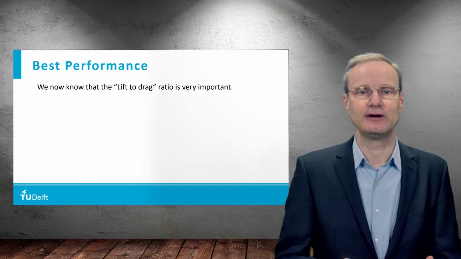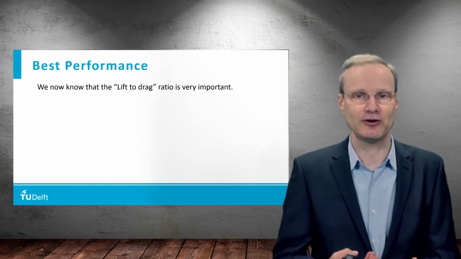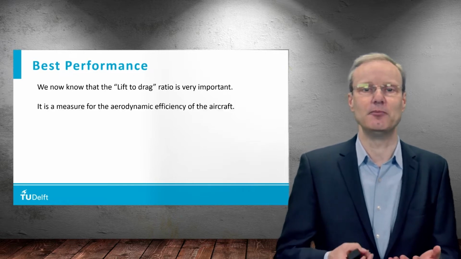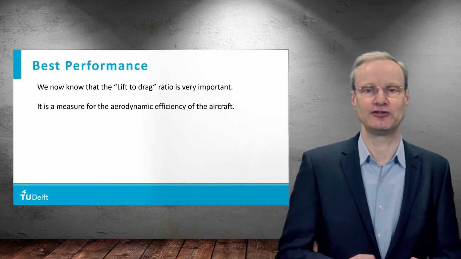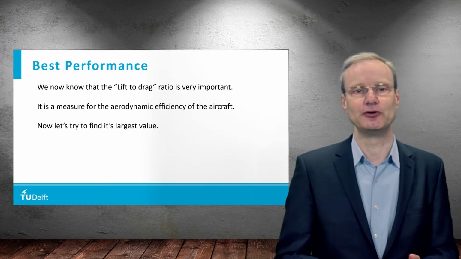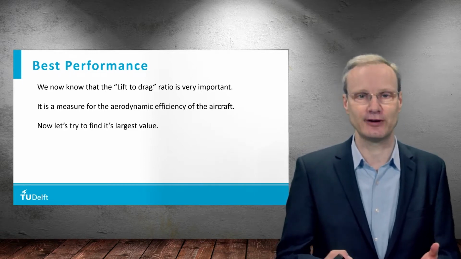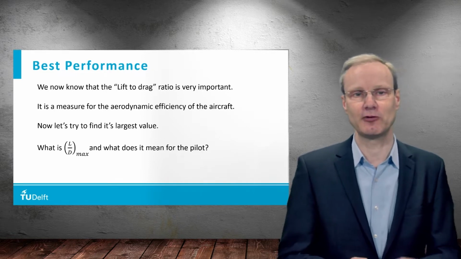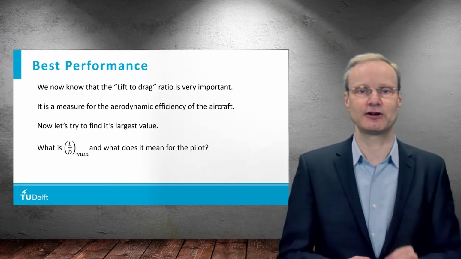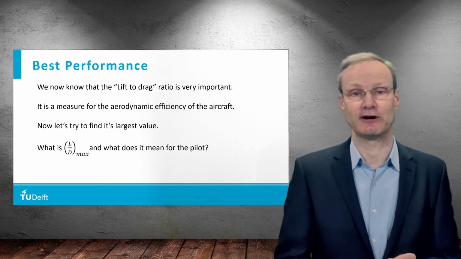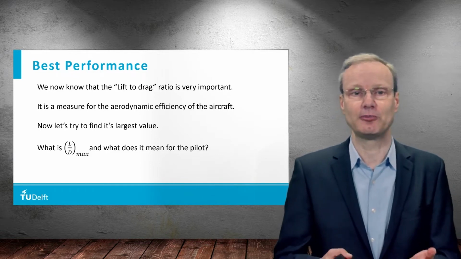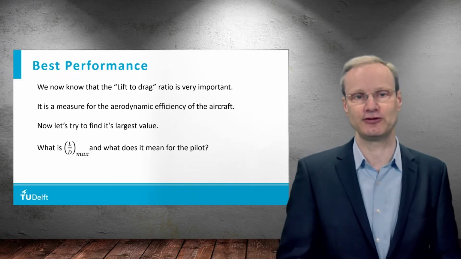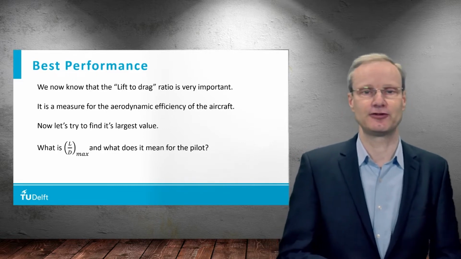And we know by now that the lift to drag ratio of an aircraft is a very important parameter in this sense. It's actually a measure for the aerodynamic efficiency of the aircraft. So what we want to do is find the largest value of the lift to drag ratio. Mathematically speaking, we want to maximize the lift over drag ratio. And what we also want to figure out is, what does it mean for the pilot? How does a pilot have to fly such that he or she flies at maximum lift to drag ratio? Now let's try to do that.